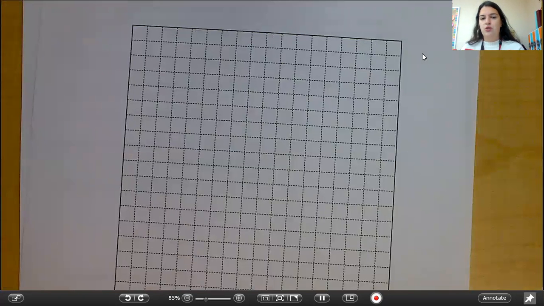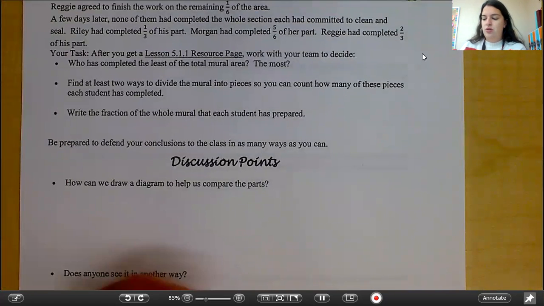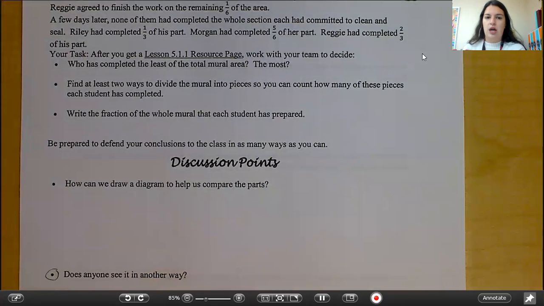There's also a resource page that you will need. It's this square. You will need that to help you. The only question that you do not have to answer is the last discussion point, does anyone see it another way? We are going to answer that in class. So go ahead and pause the video and work through this problem now.